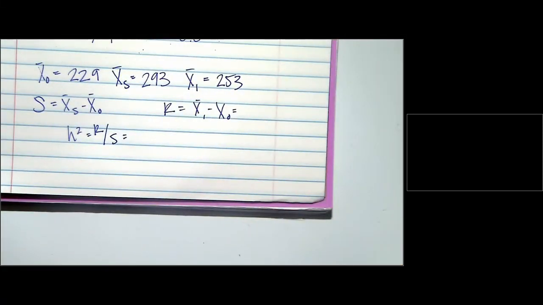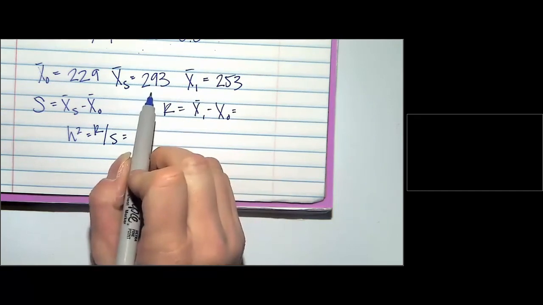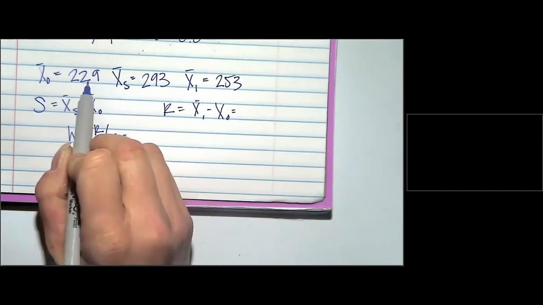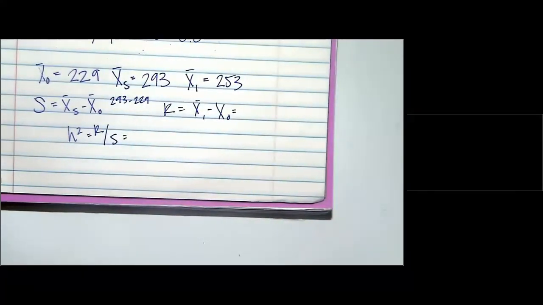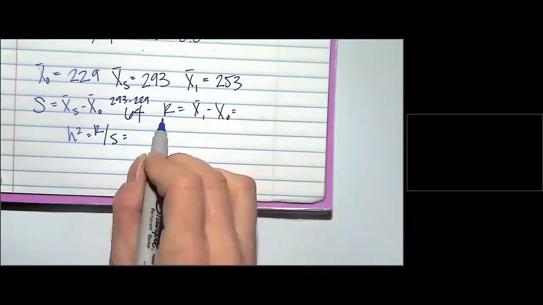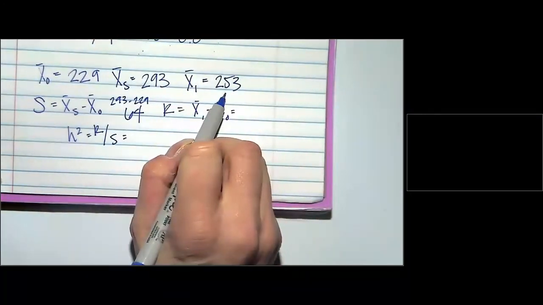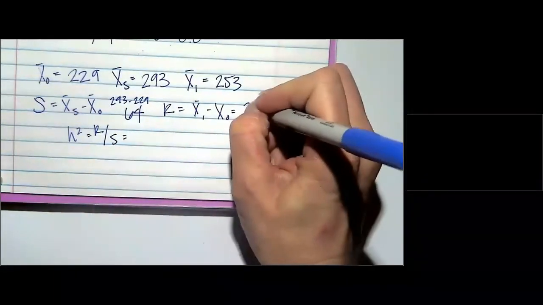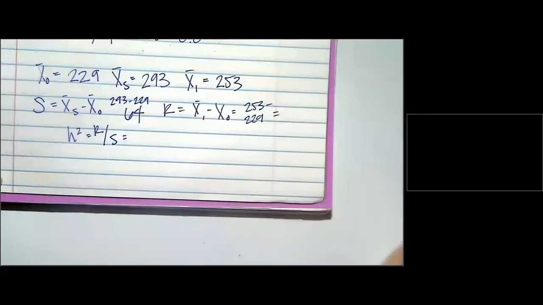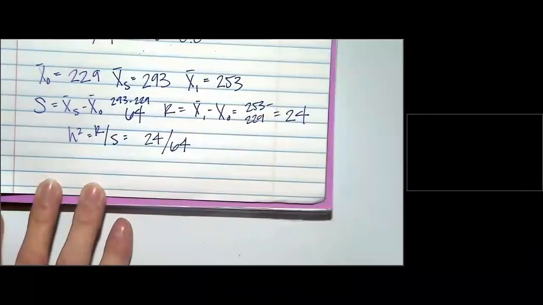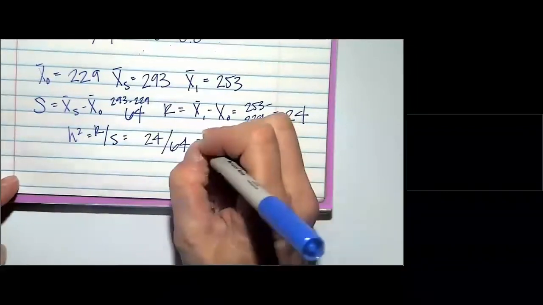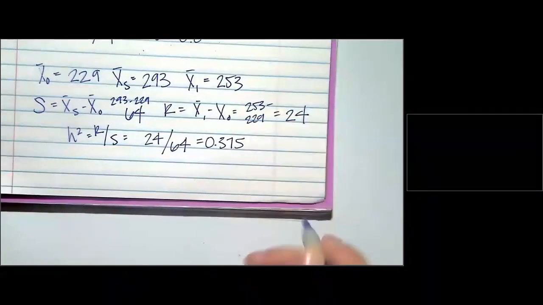Right, so S, our selection differential, is going to be our 293 minus 229. And so what'd you get for that? 64. Okay, and then our response to selection is our average in the next generation minus the original, so that's 253 minus 229. So what did we get for that? 24. And then our heritability is going to be R over S. So in this case, our heritability is 0.375.